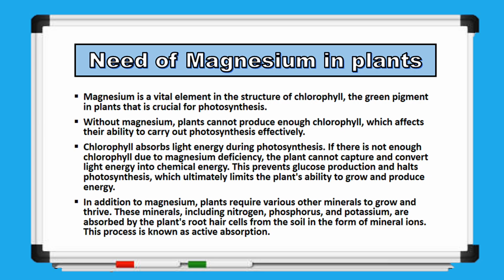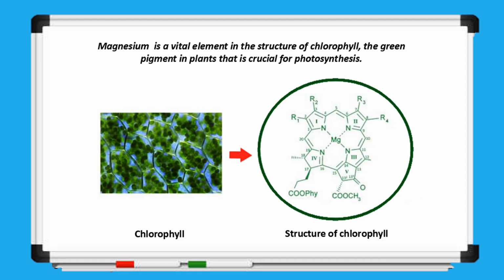And interestingly, magnesium sits right at the heart of the chlorophyll molecule, literally. If you look at its chemical structure, you'll see a central magnesium ion holding it all together. Magnesium is absolutely essential. Without enough of it, plants can't produce sufficient chlorophyll, which directly affects their ability to carry out photosynthesis. And that means less energy, less food, and slower growth.